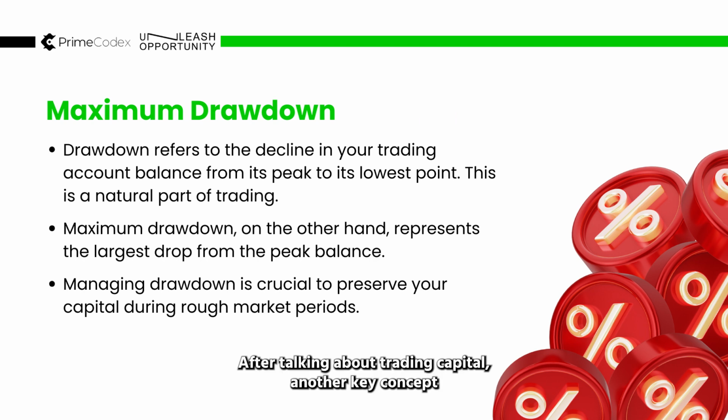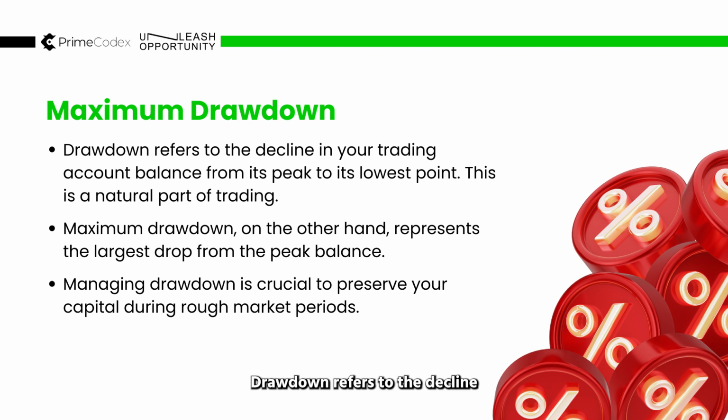After talking about trading capital, another key concept you need to understand is the maximum drawdown. But what is drawdown? Drawdown refers to the decline in your trading account balance from its peak to its lowest point. This is a natural part of trading. Maximum drawdown, on the other hand, represents the largest drop from the peak balance. Managing drawdown is crucial to preserve your capital during rough market periods.